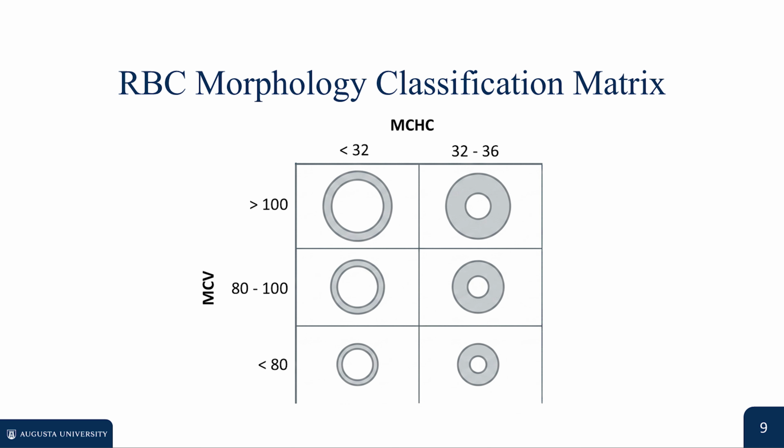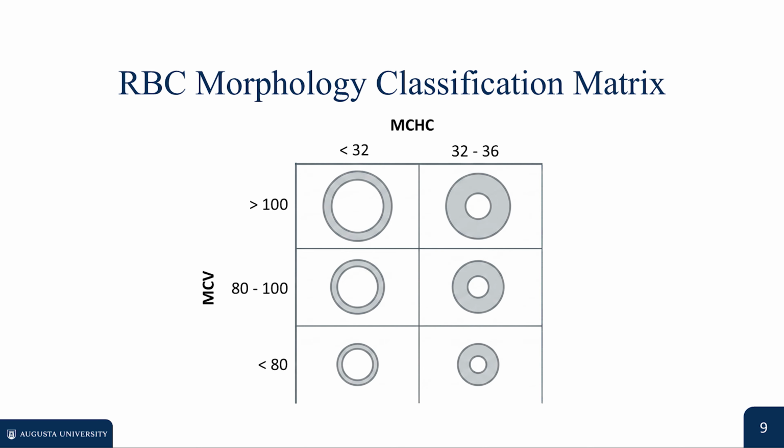The classification matrix organizes red cell morphology into distinct diagnostic quadrants based on cell volume from MCV and hemoglobinization from MCHC. Cells with an MCV under 80 femtoliters are microcytic and appear smaller than a resting small lymphocyte nucleus, while cells with an MCV over 100 femtoliters are macrocytic. Regarding hemoglobin concentration, an MCHC below 32 grams per deciliter defines hypochromia, where the central zone of pallor exceeds 1/3 of the cell diameter.